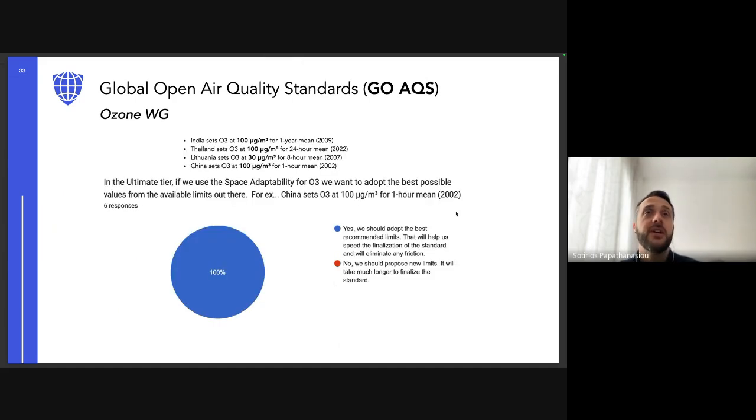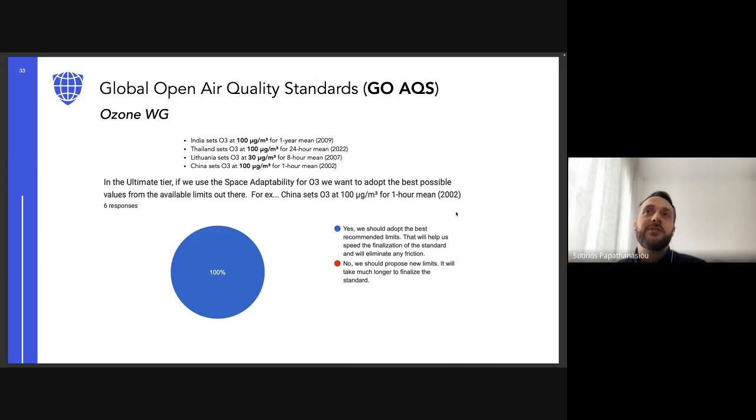For this reason, for ozone, we went with 100 micrograms per cubic meter for the annual mean, which comes from India. Thailand has set a 24-hour mean with 100 micrograms again, recently, 2 or 3 years ago. Lithuania has set ozone at 30 micrograms per cubic meter for an 8-hour mean, and then China again at 100 micrograms per cubic meter for a 1-hour mean.